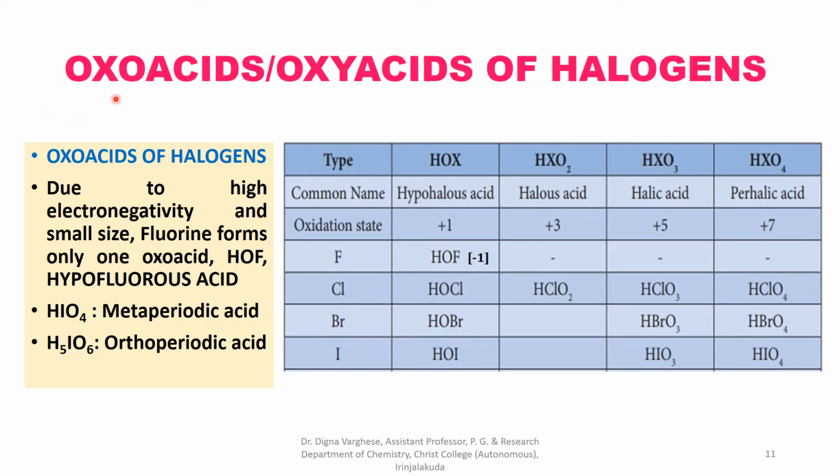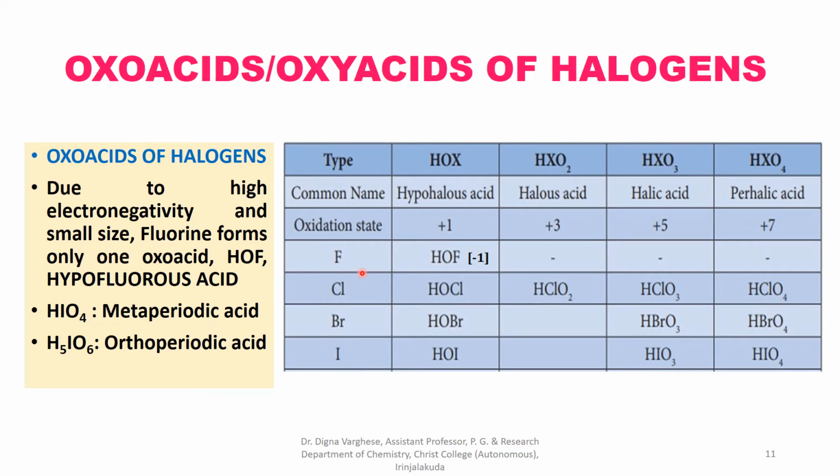Okay. Next topic is oxoacids or oxyacids of halogens. Oxoacids of halogens: due to high electronegativity and small size of fluorine atoms, fluorine forms only one oxoacid, that is hypofluorous acid, HOF.